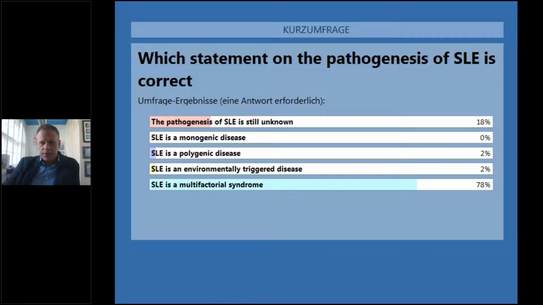So Joachim, 78% of the public responded SLE is a multifactorial syndrome, so the last reply. 18% replied the pathogenesis of SLE is still unknown, and 2% SLE is a polygenic disease, 2% SLE is an environmentally triggered disease, and nobody chose SLE is a monogenic disease. So the vast majority went for multifactorial.